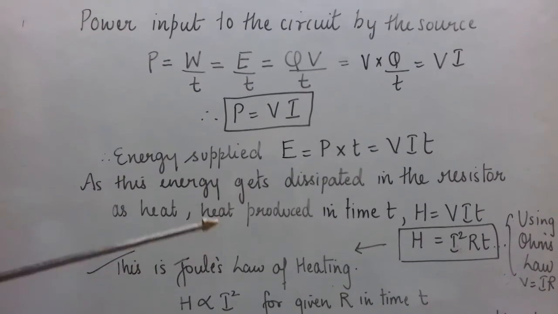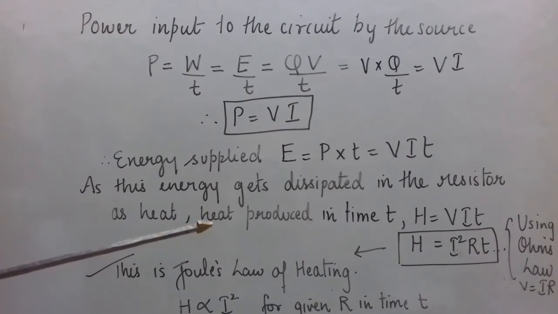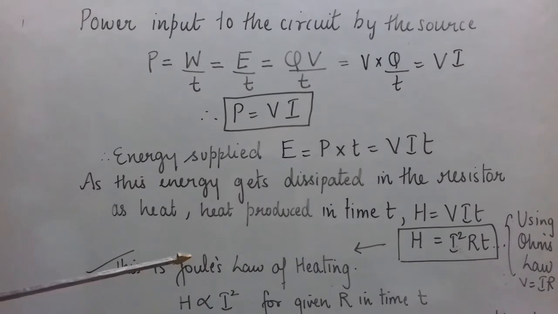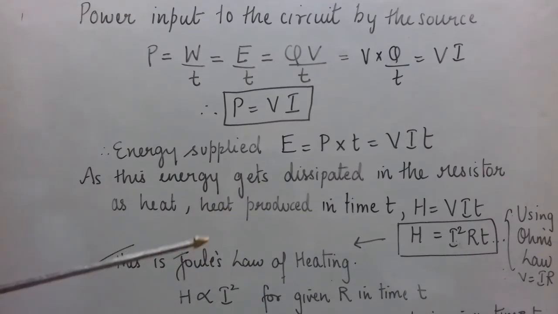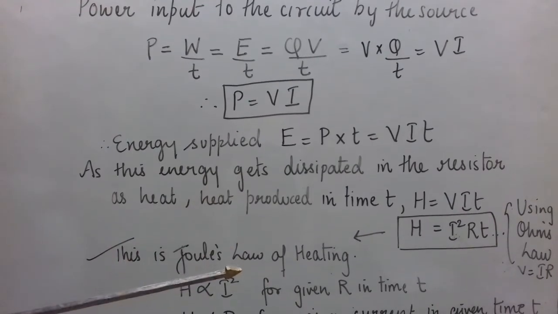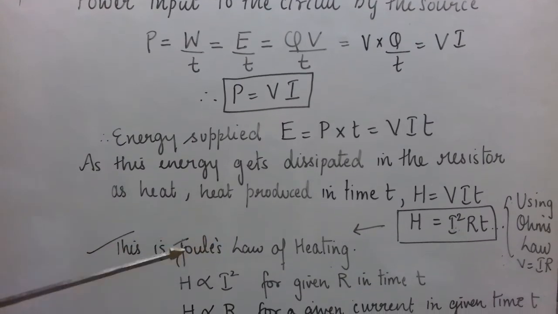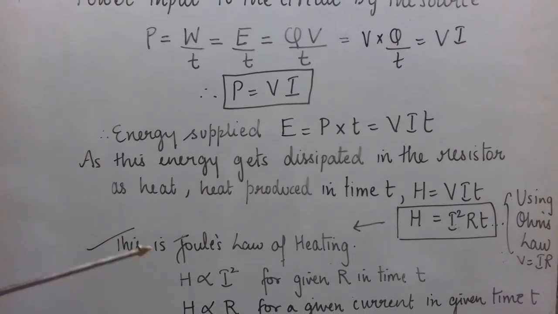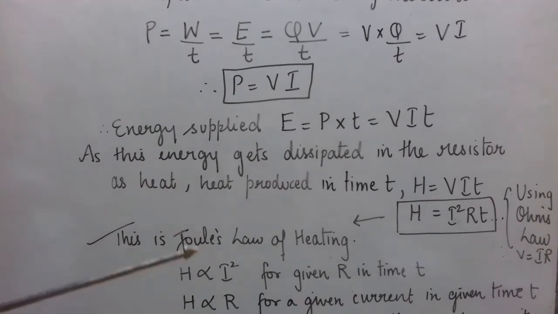Now, use Ohm's law for V. We know that using Ohm's law we can write IR instead of V, because V is equal to IR. So, when we put V is equal to IR, we can write H is equal to I square RT. This H is equal to I square RT is the mathematical form of Joule's law of heating. This is nothing but Joule's law of heating.